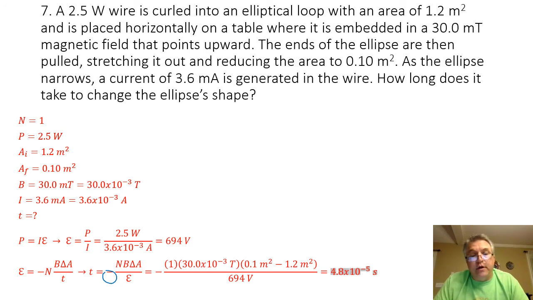Now note I've ignored this negative sign as I've moved through there. Remember that negative sign, as we've described before, just simply means that as the loop of wire rotates and it goes from top to bottom and it rotates 180 degrees, that the induced EMF is going to be reversed. That's all that negative sign means. So we can kind of ignore it just to get the magnitude or the value for the time.